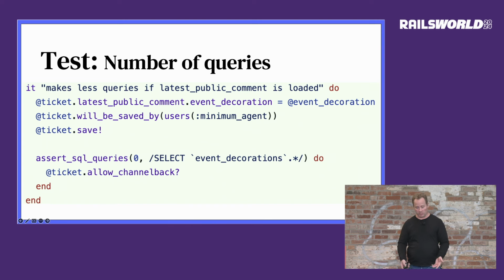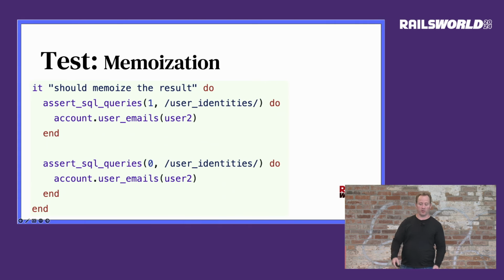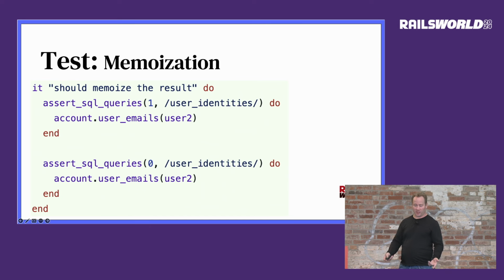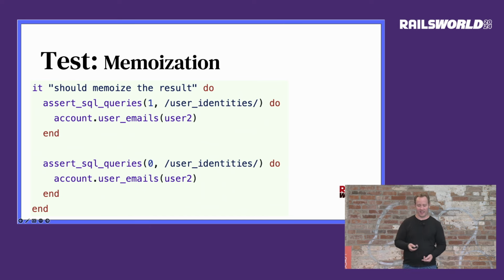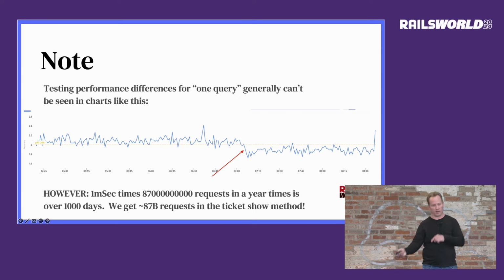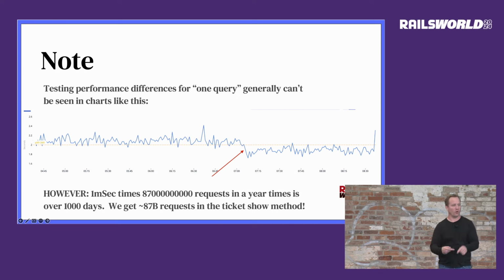It works really, really well, but we actually do this for memoization also. Put this in your memoization code. You say, hey, the first time I expect a query, the second time it better not have a query. And if somebody else changes your code like 10 years from now, they're going to have a failing test. And yes, that does happen.